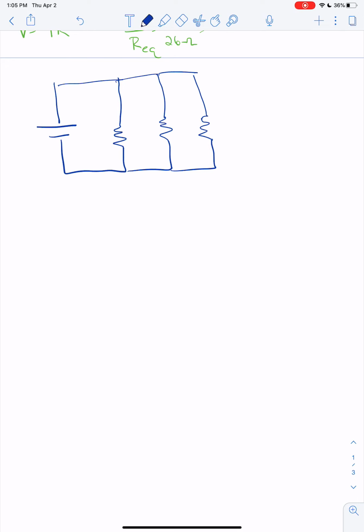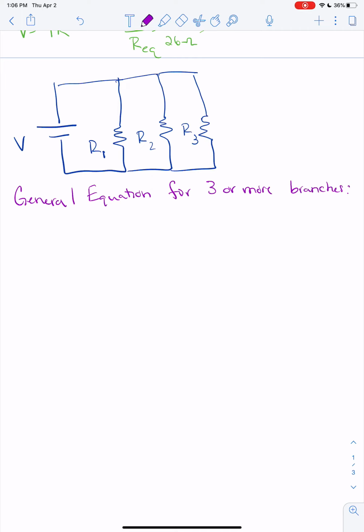Okay, so in this case, we have a voltage source and we have 3 branches. So when we have 3 or more branches, our general equation for how we find the equivalent resistance is that 1 over the equivalent resistance equals 1 over R1 plus 1 over R2 plus 1 over R3 plus ... So if you had more, it would just be plus 1 over R4, 1 over R5, and so on.